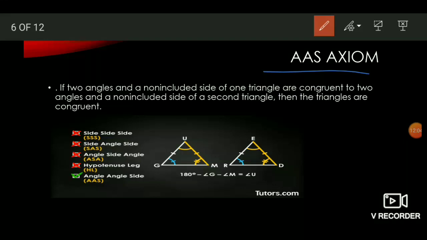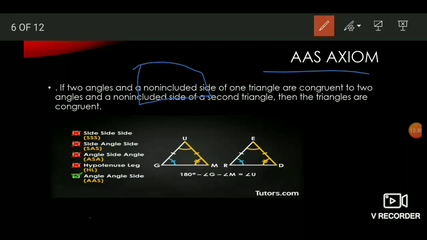Okay, but if you are thinking about ASA, and suppose we have to write what type of axiom we are using to prove the triangles congruent, then if you are writing ASA and you are applying AAS, it will be a totally wrong answer, or you cannot get full marks in that question. So you have to remember this. Now the most important word is non-included side.